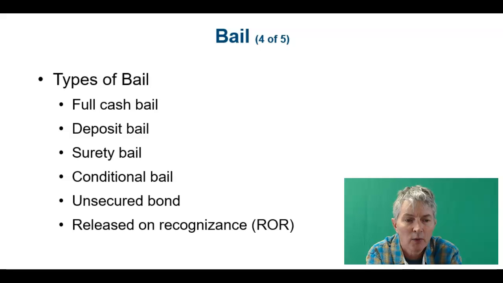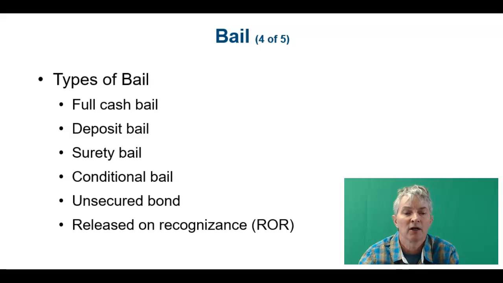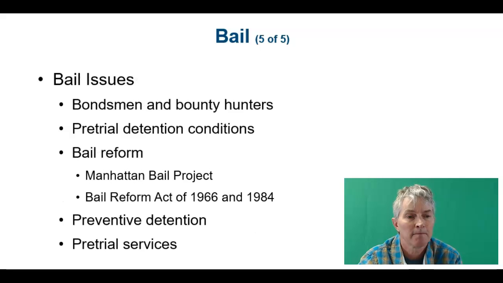A conditional bail is where the defendant is released after promising to obey some specified conditions in lieu of cash, such as attending a treatment program before trial. An unsecured bond is where the defendant is released with no immediate requirement of payment. However, if the defendant fails to appear, he or she is liable for the full amount. And then you have those that are released on recognizance, where eligible defendants are released without bail upon their promise to return for trial.